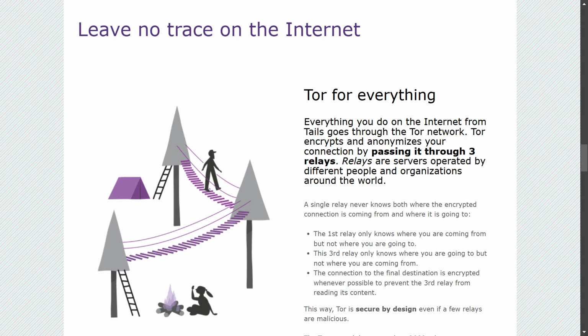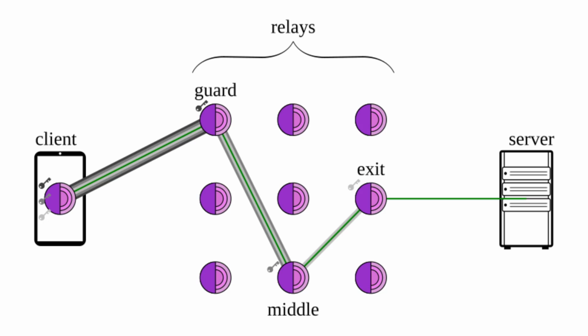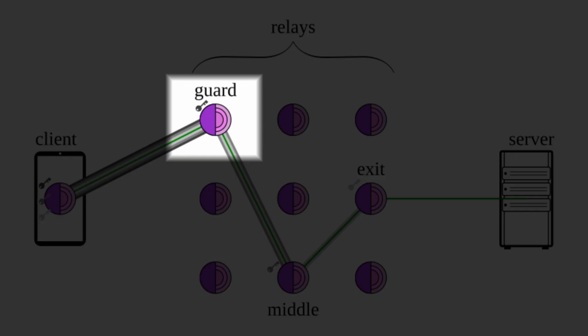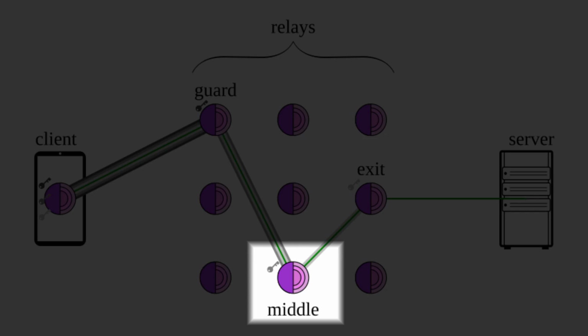Tails uses the Tor network, which operates on a three-node principle: entry node, middle node, and exit node. The entry node knows who the user is, but it does not know what the user is doing or what data they are sending, as this information is encrypted. The middle node does not know who the user is, nor does it know the destination of the data. Its role is to forward the data further through the network.